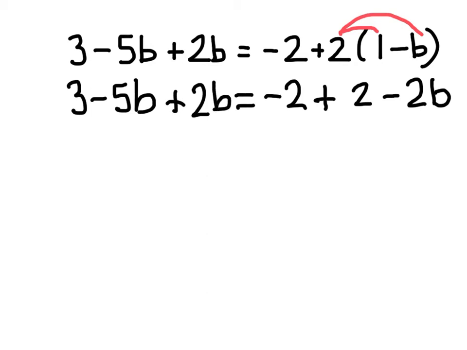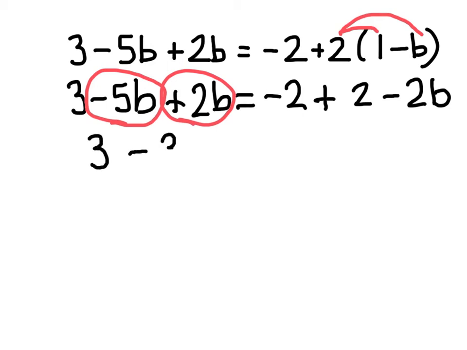Okay, let's combine like terms. Here we have negative 5b and positive 2b. So that's going to equal a negative 3b. Right? Negative 5 plus 2 is negative 3. Then on the right side, I have negative 2 plus 2. Well, those cancel each other out. That's 0. So I'm left with negative 2b.